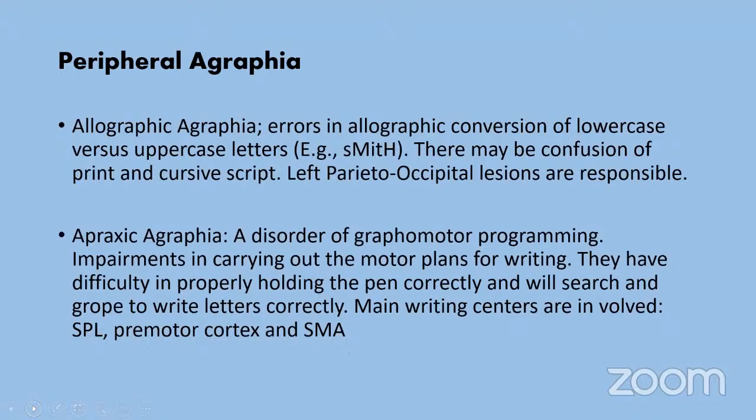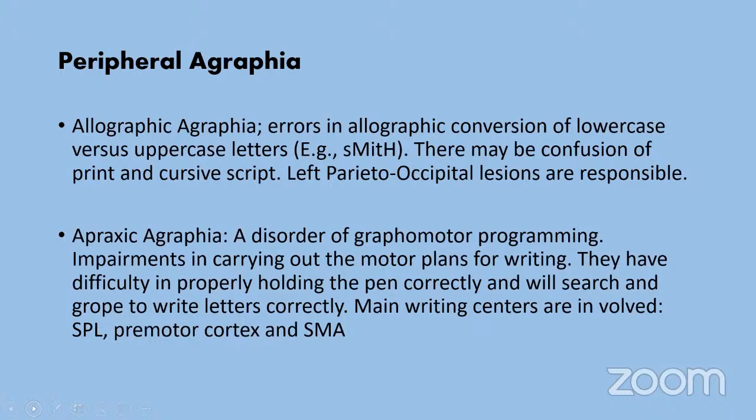In allographic agraphia, there are errors in allographic conversion of lowercase versus uppercase letters. You see how Smith is written. Smith should be either all small letters or all capitals, but here it is S small, M capital, I small, T small, H capital. So allographic agraphia means there are errors in allographic conversion of lowercase versus uppercase letters. There may be confusion of print and cursive script. Left parieto-occipital lesions are responsible for this.